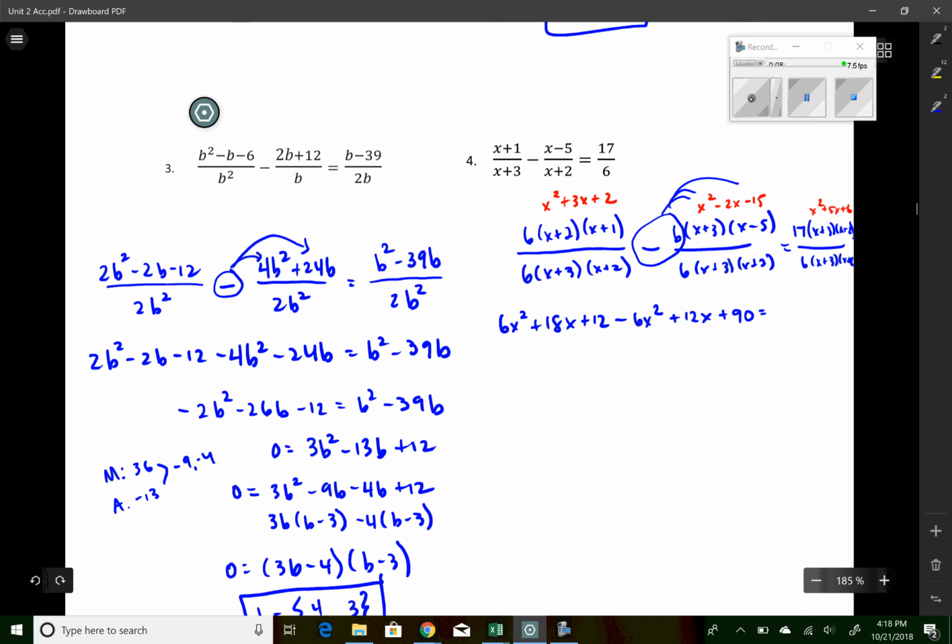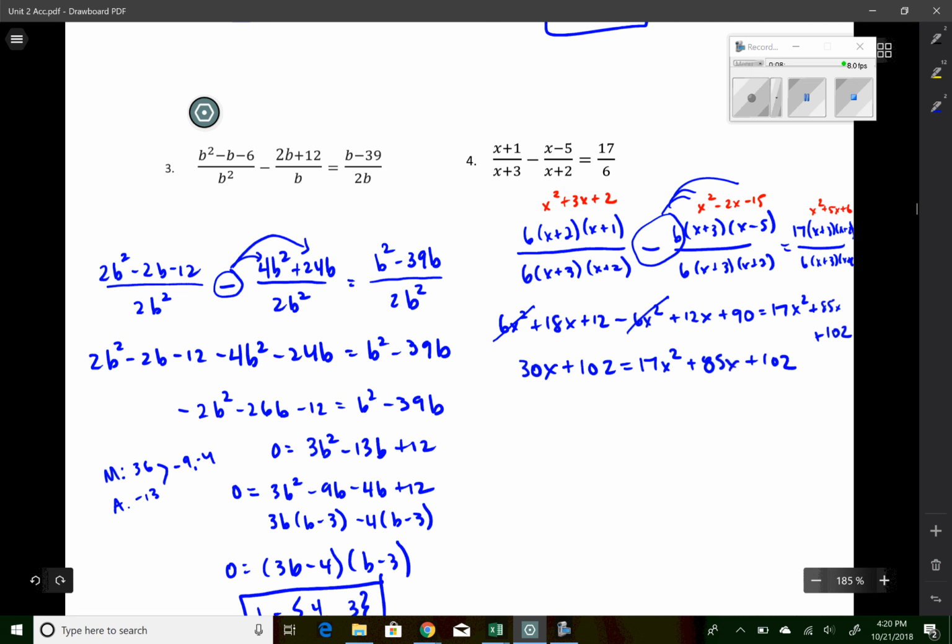And on the other side, I'm going to get 17x squared plus 17 times 5. So that's what, 85x plus 102. And then we start combining up some like terms. Luckily for us, these 6x squareds cancel. 18 and 12 makes 30. 12 and 90 makes 102. On the other side, I have 17x squared plus 85x plus 102.